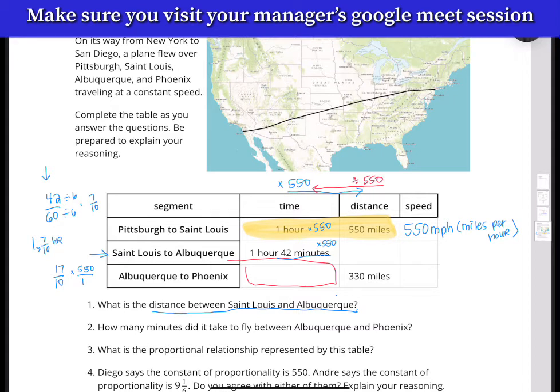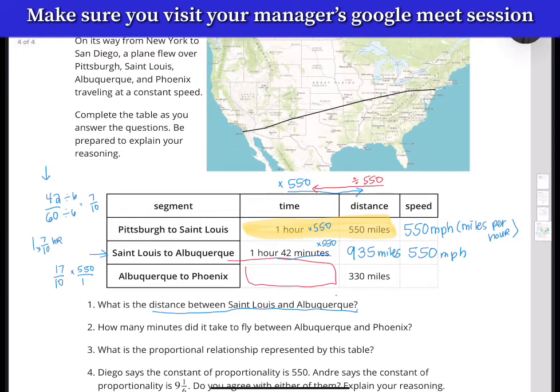Okay. So when I multiply by 550 times 17 divided by 10, I should get 935 miles. Okay. Now, if I was to divide that, I would get 550 miles per hour. Okay, because that's what I multiplied it by.